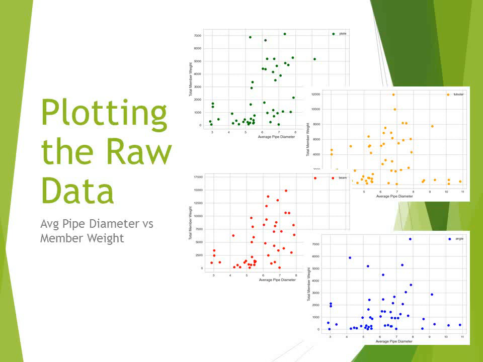When plotting the average pipe diameter against the member weight, a much different result is shown. There appears to be no correlation between the average pipe diameter and the total member weight. This may indicate that using the average pipe diameter may introduce greater uncertainty in the results.